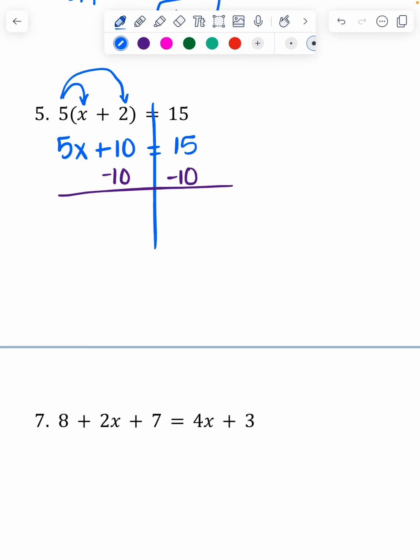And then bring this down. 10 minus 10 is 0. 15 minus 10 is 5. Then that's 5 times x. So we're going to divide by 5 on both sides. And you're going to be left with x equals 1.